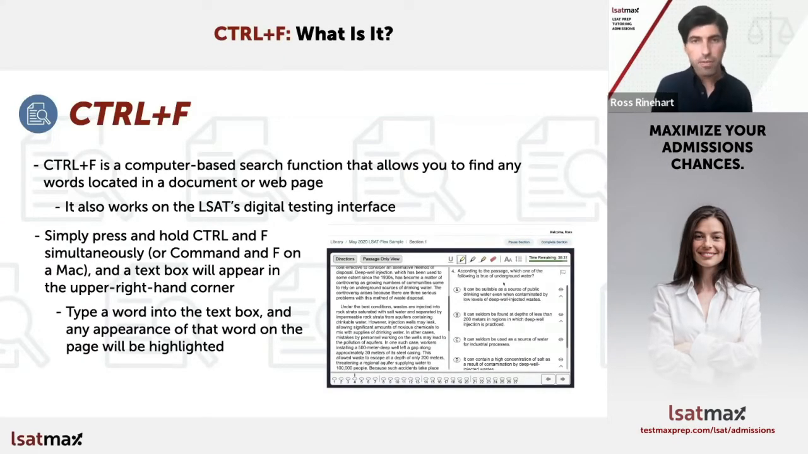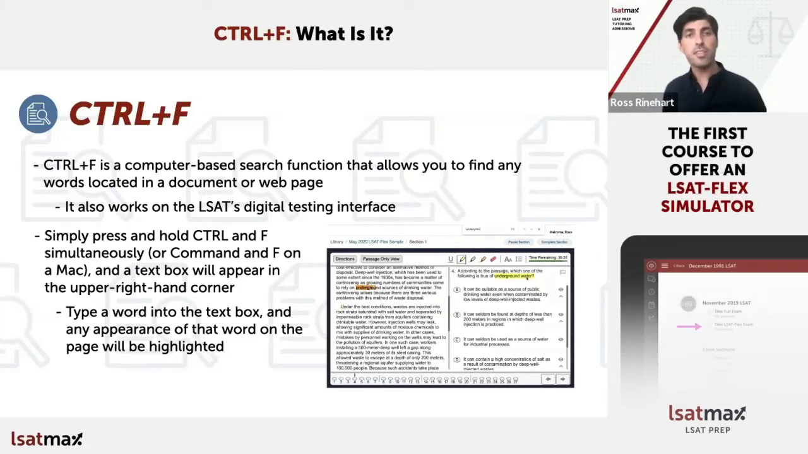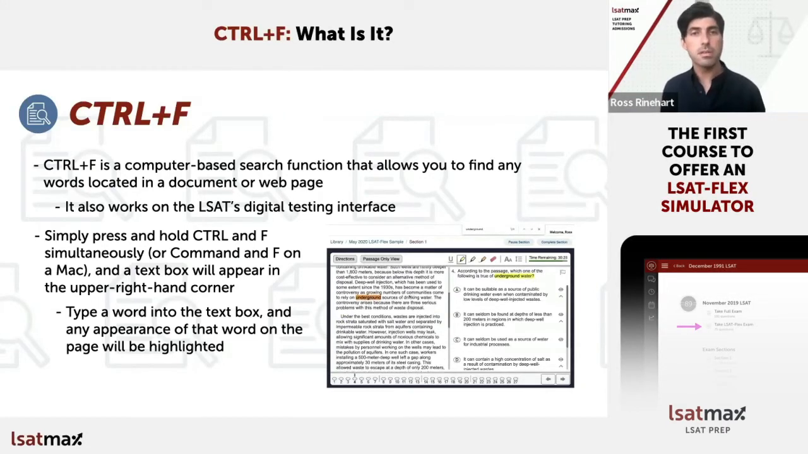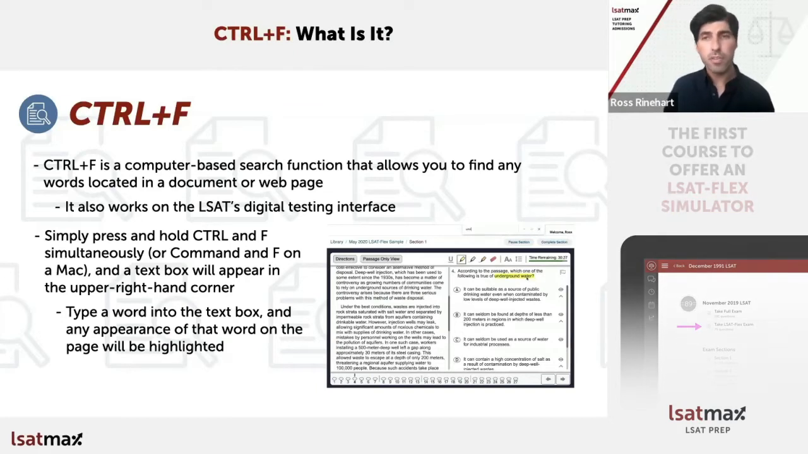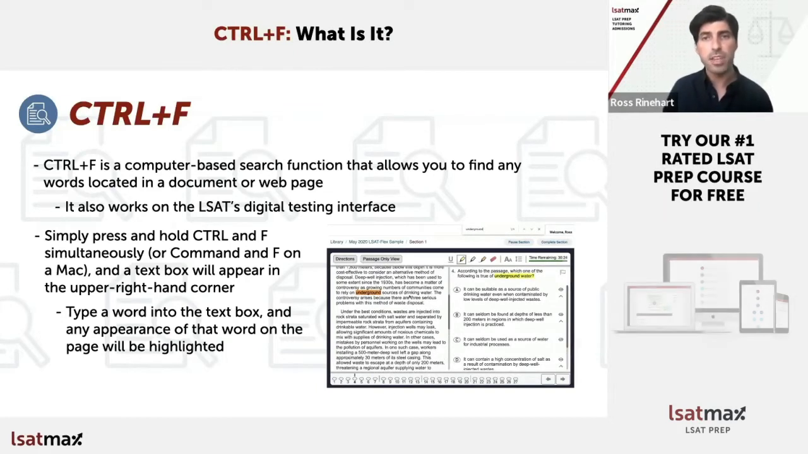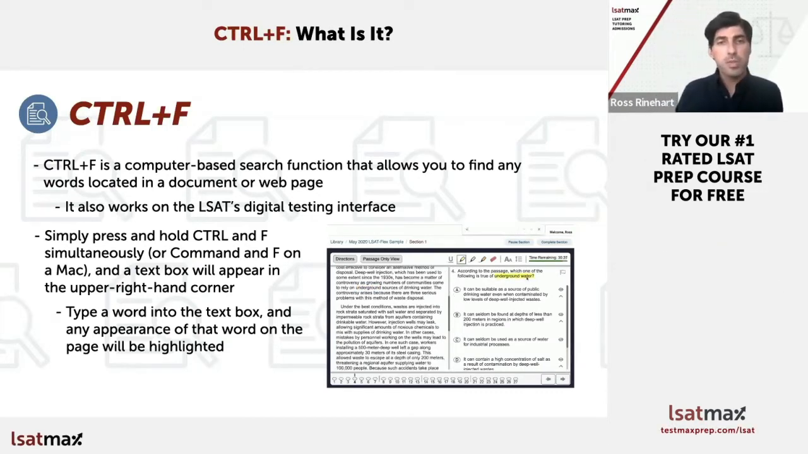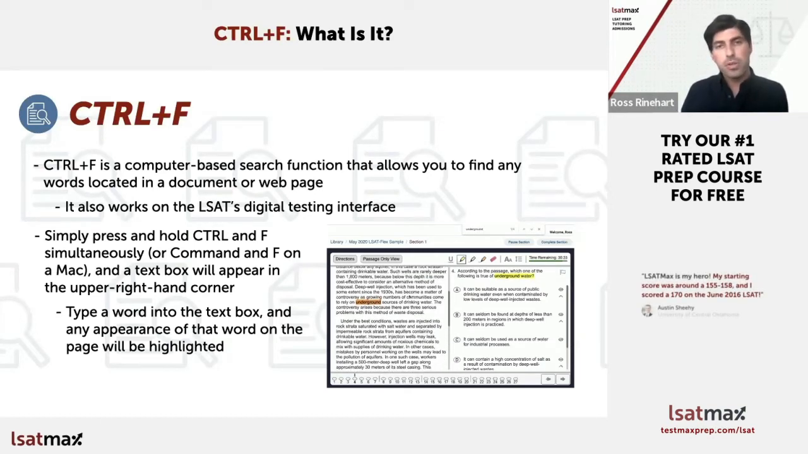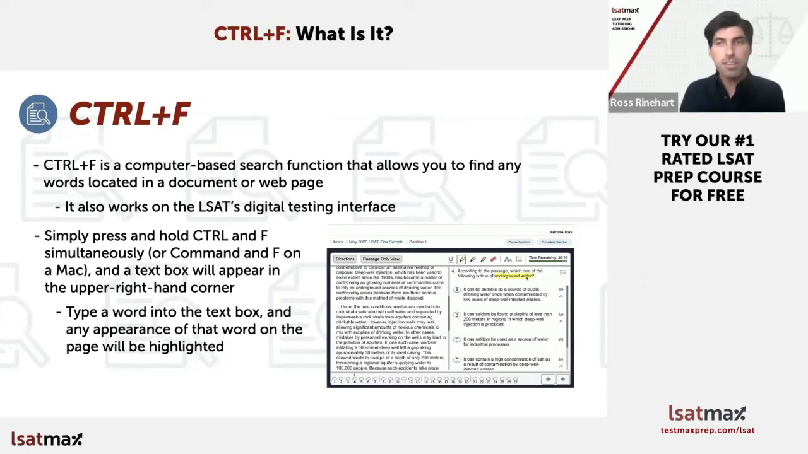To use Ctrl+F, all you have to do is press and hold Ctrl and the F key simultaneously, or if you're using a Mac, it's Command and the F key, and a text box will appear in the upper right-hand corner of the page, as you can see in this video illustrated below. That will allow you to search for any word that you want. Type a word into that text box, and any appearance of that word on the page will become highlighted. As we can see, this person's searching for the word underground.